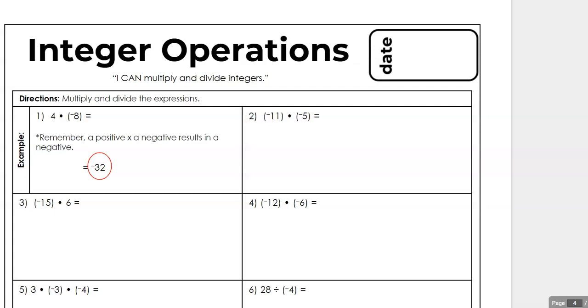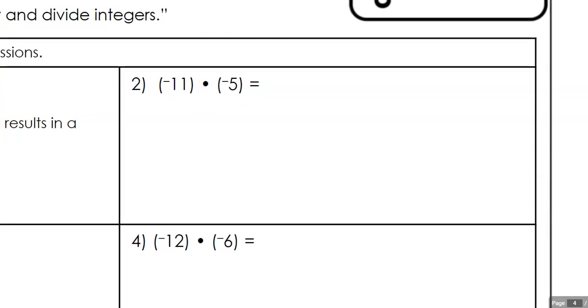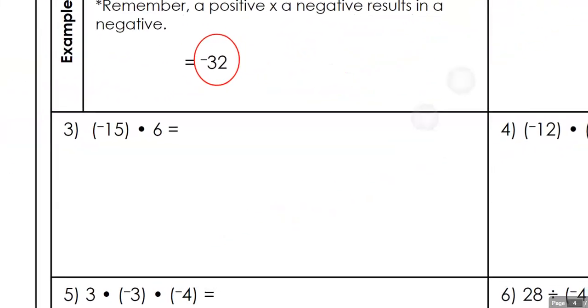All right, so let's look at this first one. Of course, you multiply. Both signs are the same. They're both negative, so your answer here is going to be a positive. Let's multiply. 11 times 5 gives you 55. Positive 55.